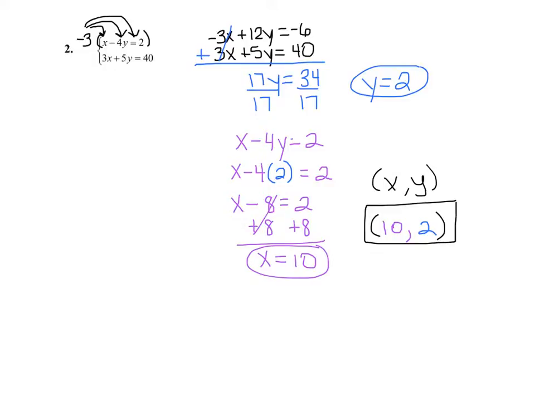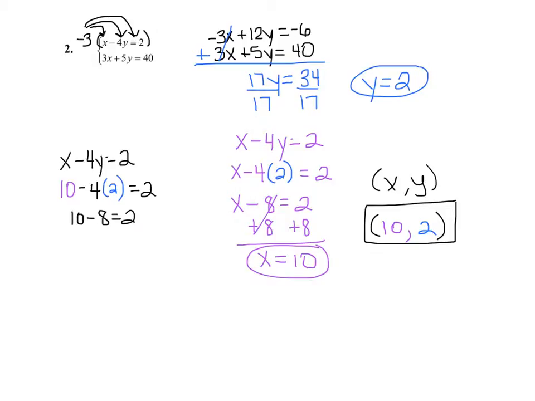Remember, you can always check your work. So checking our work, look at your first equation: x minus 4y equals 2. We found that x equals 10, so replace 10 in for x, minus 4, and we found that y equals 2, so replace 2 for y. And then we have 10 minus 4 times 2, which is 8. Is 10 minus 8 equal to 2? Yes, it does, so it works.